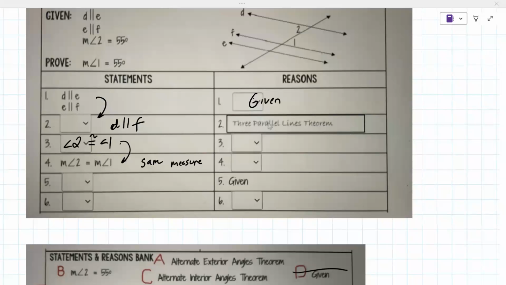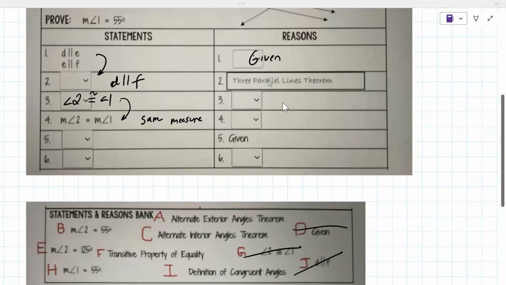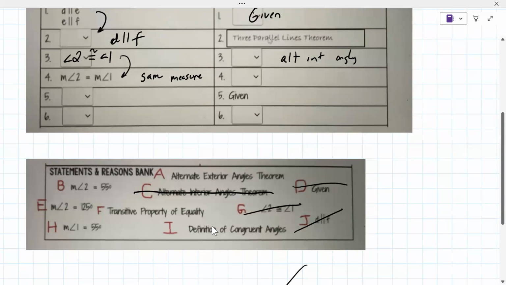All right. Okay. Now, what you said earlier is the reasoning for 4. If the angles are congruent, then they have the same measure. That's the definition of congruent angles. Yeah.